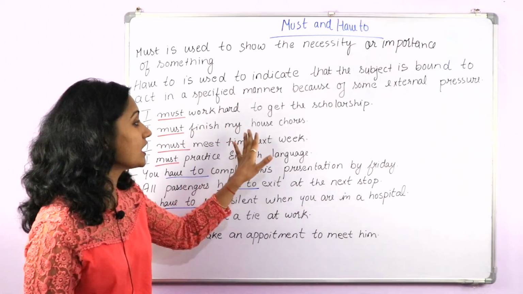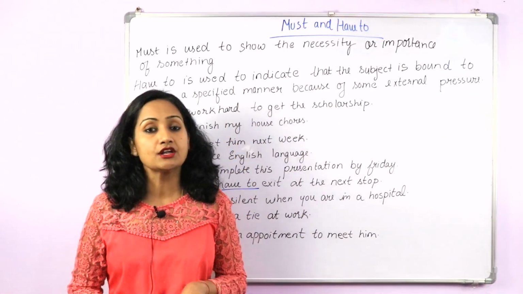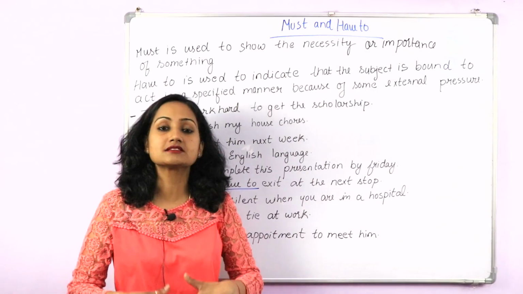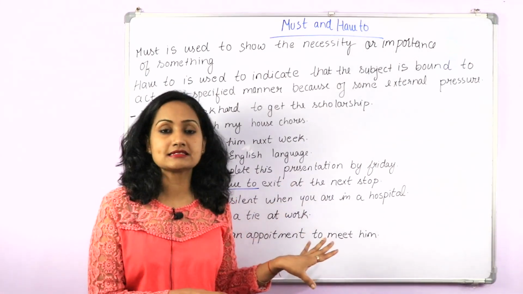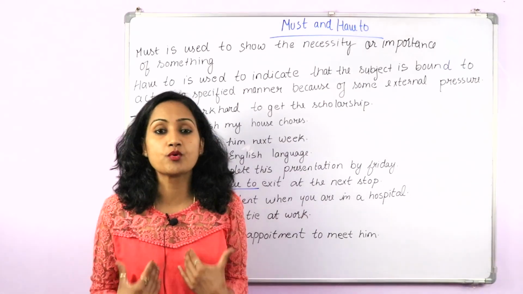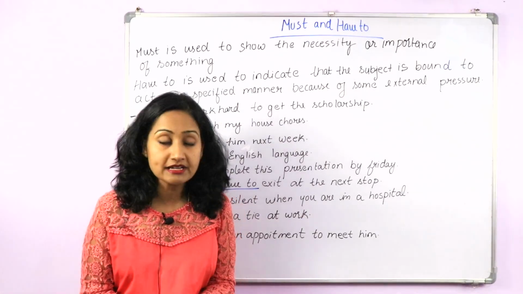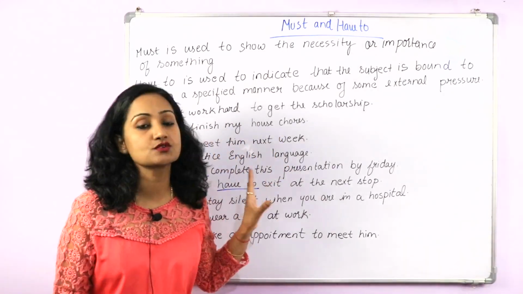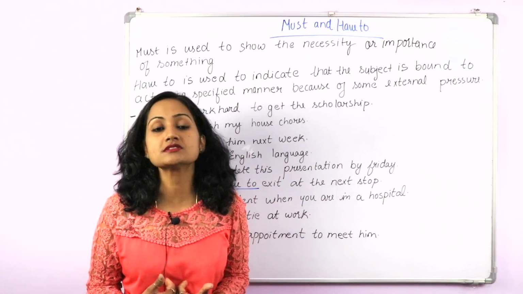I must work hard to get the scholarship. So here no one has asked me to do it. It's not a compulsion. It's not an external obligation. This is what I feel is important, is necessary for me. If I want to get a scholarship, I must work hard. So this is a personal obligation.